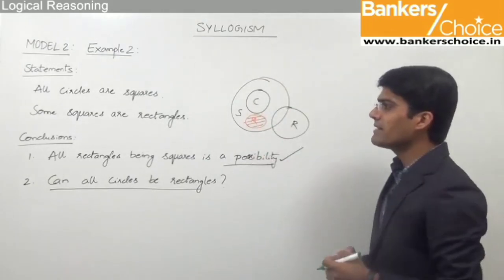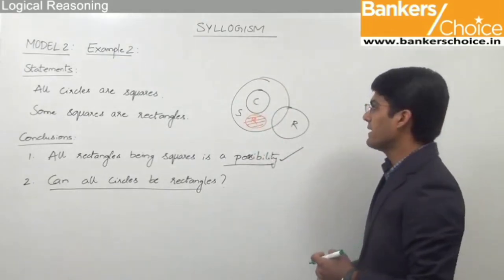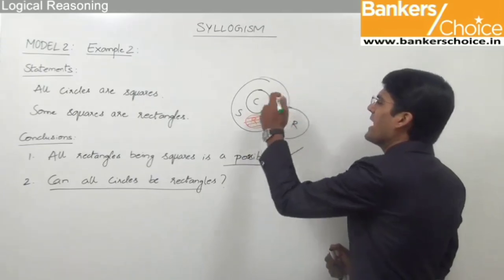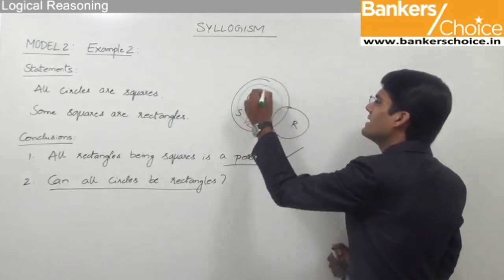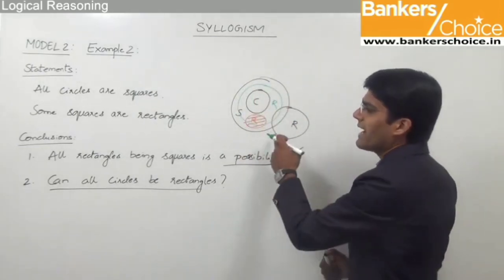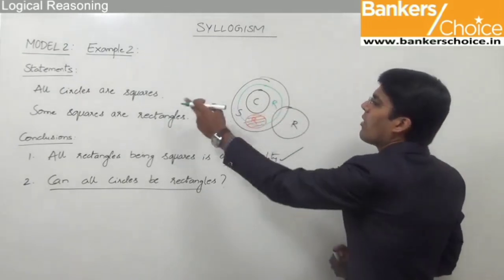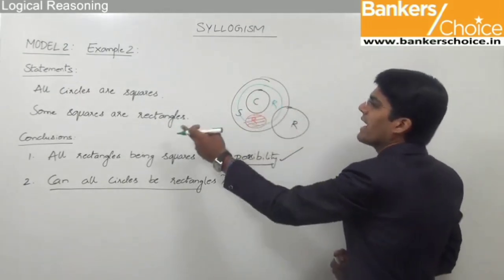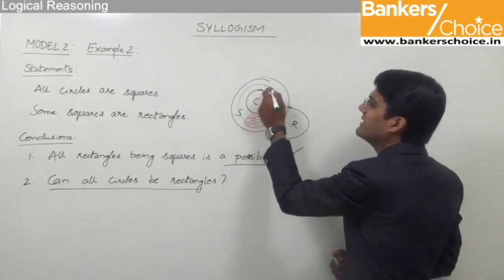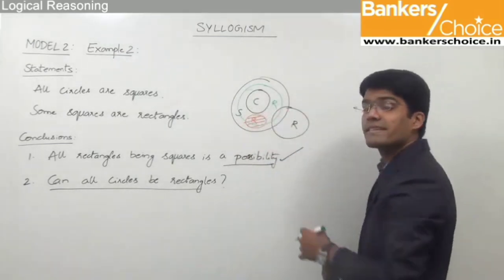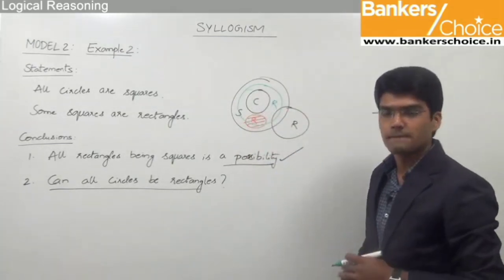The second statement is some squares are rectangles. That means these are the squares and we can take the rectangles in this form. Here we find that the given statements are followed in the diagram. We find that all the circles are squares and some of the squares are rectangles. These are the squares which are rectangles. So rectangles can be taken as in the green circle.